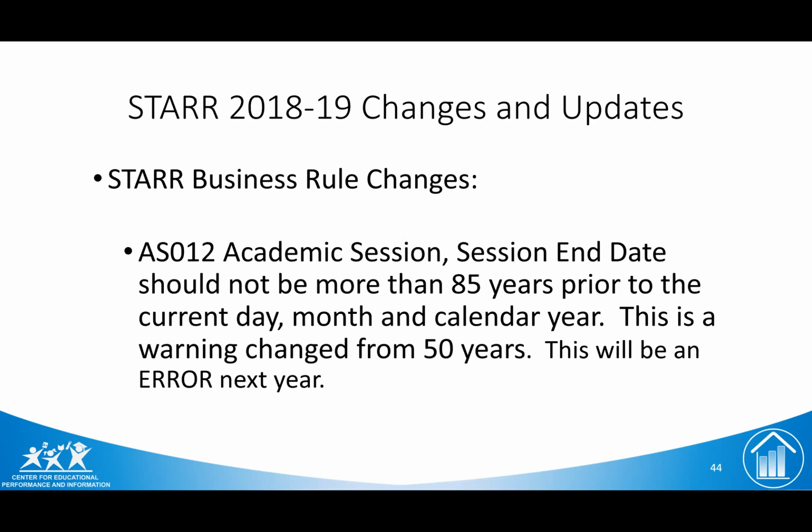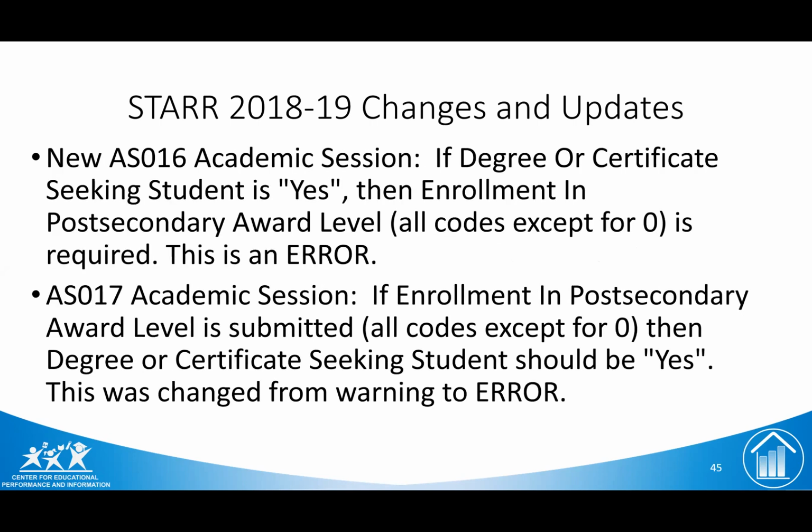We had a couple business rule changes. We changed the warning from 50 years for the academic session to 85 years. This is going to be an error next year. It's just a warning this year. We have another new error, which is if degree or certificate seeking student is yes, then the enrollment and post-secondary award level is required. All codes except for 0. Okay, so this is actually an error this year. So it's 2 business rules, AS 016 and AS 017.